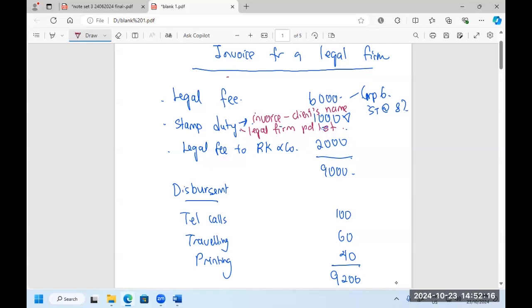Paying something on behalf of the client, is it a taxable service? No. But the legal fee is a taxable service. Not the act of paying money on behalf of the client first, then getting reimbursed by the client. This is not a taxable service.